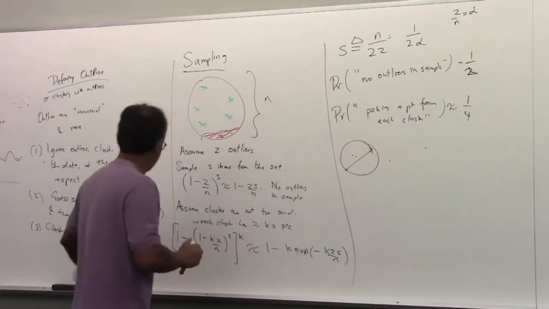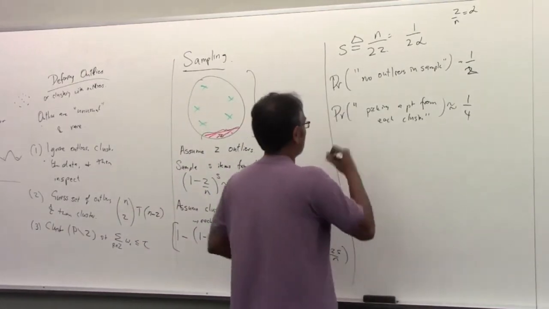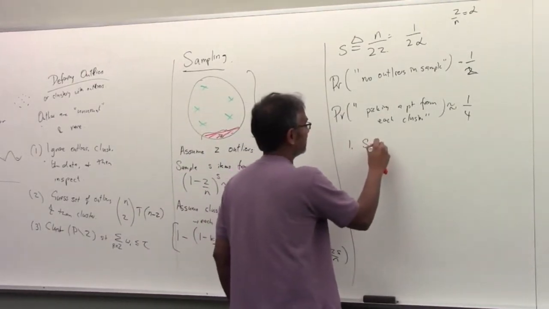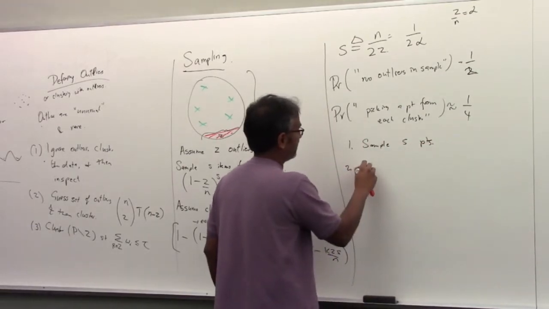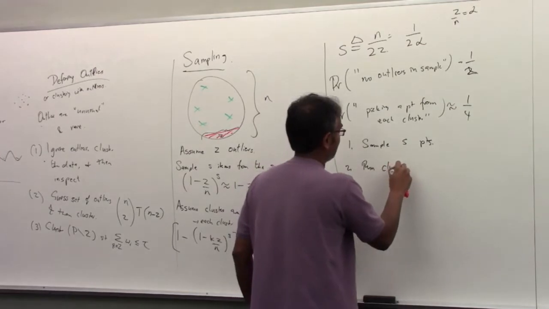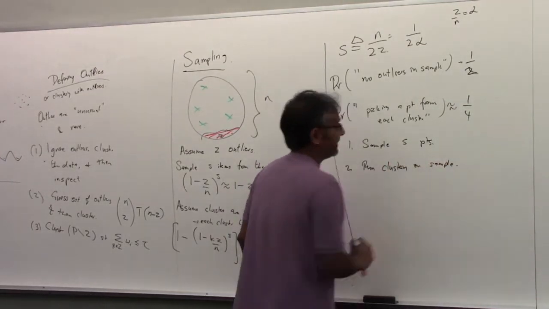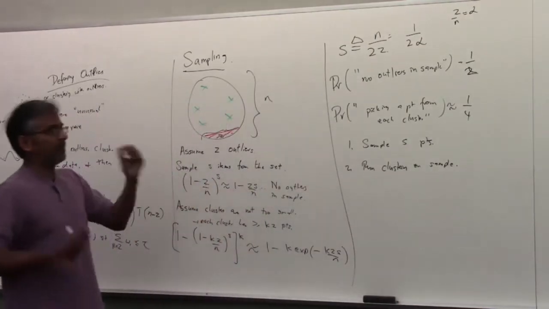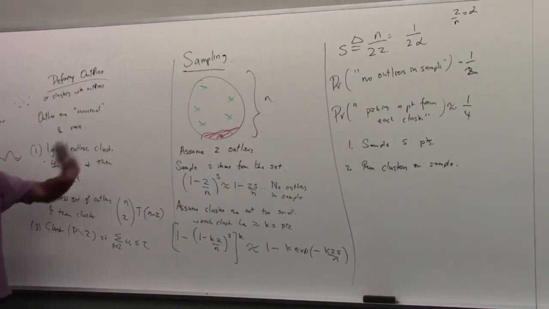Okay, so your new clustering with outliers algorithm is, number 1, sample S points. And number 2 is run clustering on the sample. And then once you have the clustering, you can now put back your points, and points that seem to fall outside the clusters are the ones you throw away. So essentially you've been able to cluster data in a robust way by ignoring all the outliers.